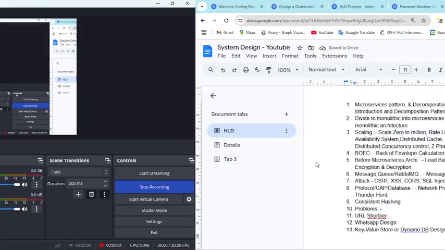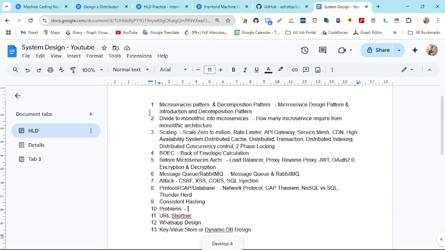Hi guys, today we will discuss the topics we will cover in high level design. The first and foremost important topic is the microservices architecture. We will discuss the differences, and the advantages and disadvantages, of microservices and monolithic architectures.